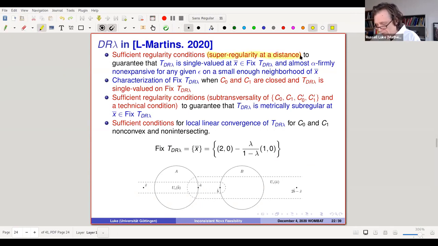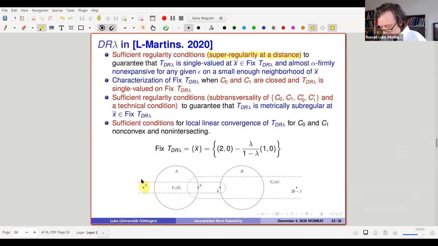And this is slightly stronger than super regularity, which was first introduced in a paper with Adrian Lewis, myself, and Joel Malik. Super regularity is less regular than prox regularity, but it's more regular than Clarke regularity. And super regularity at a distance is somewhere between super regularity and prox regularity. And the key issue here is that I need to characterize the regularity of the sets relative to a point that's not in the sets.